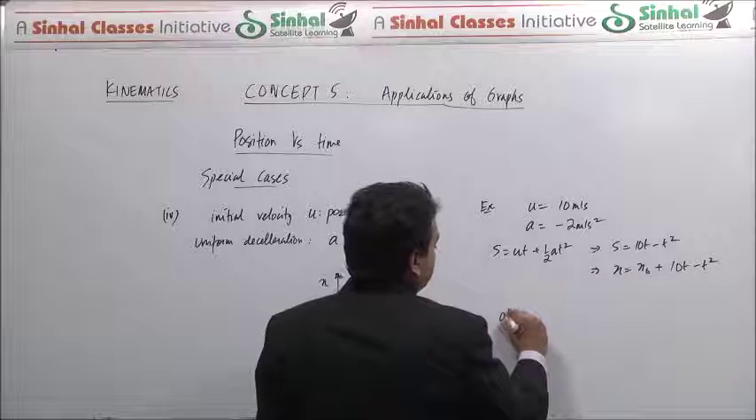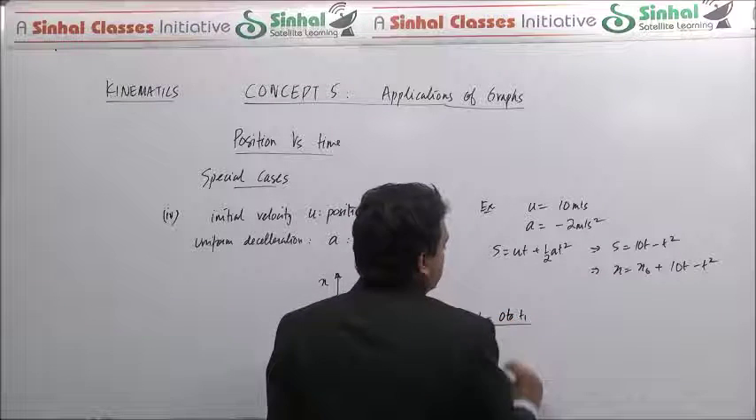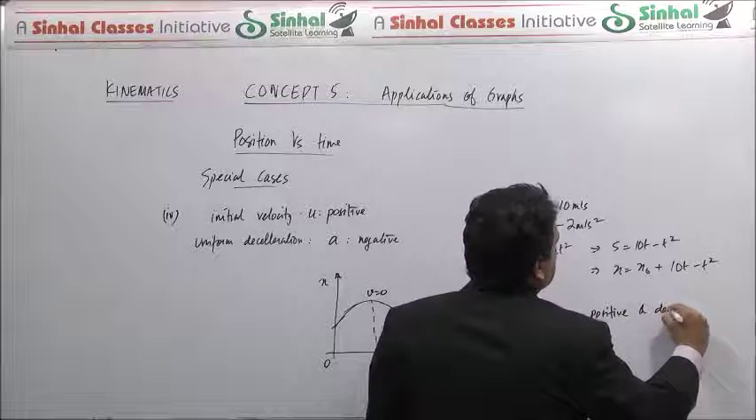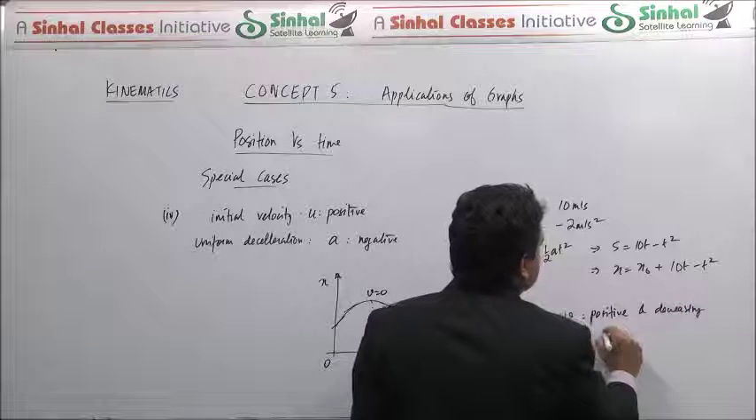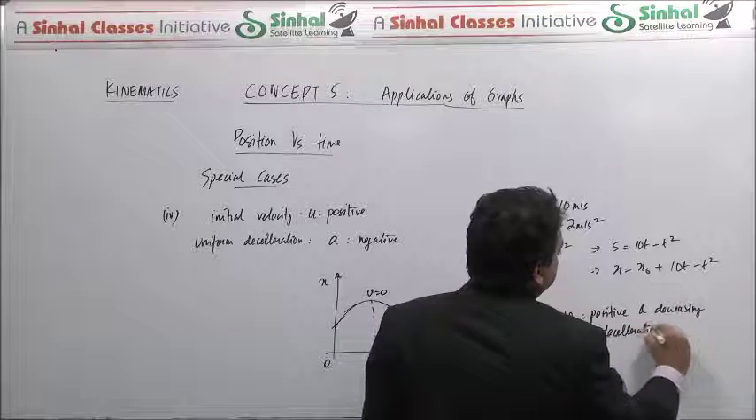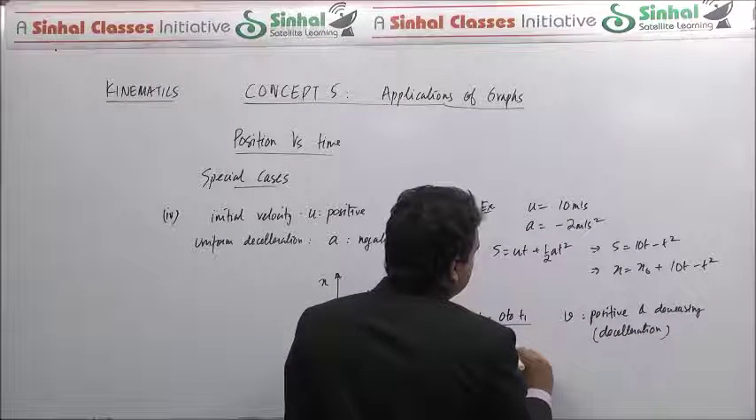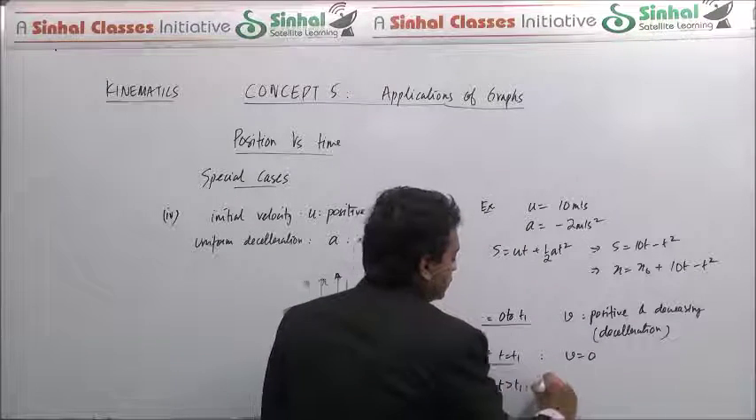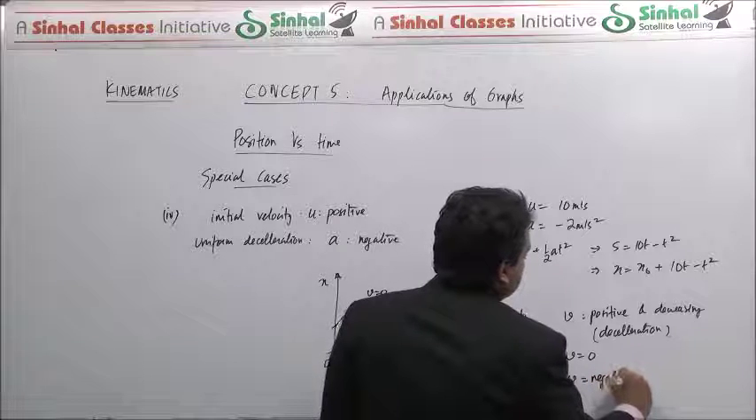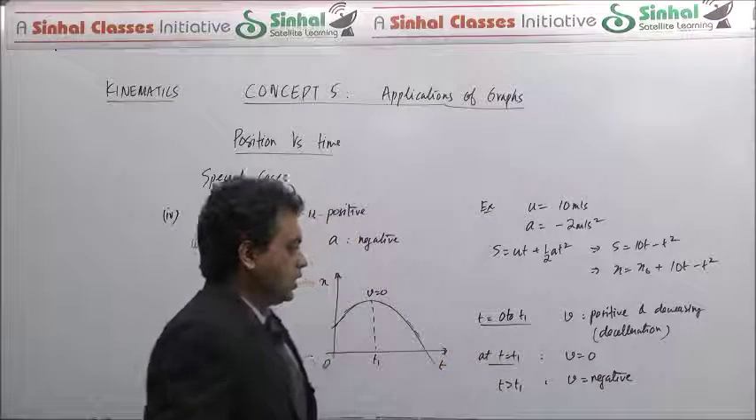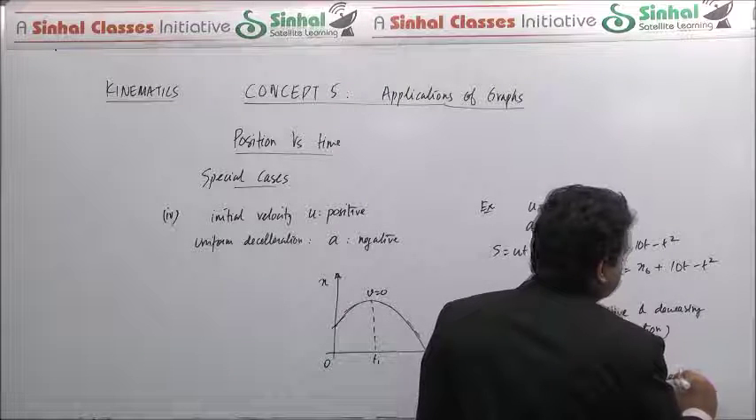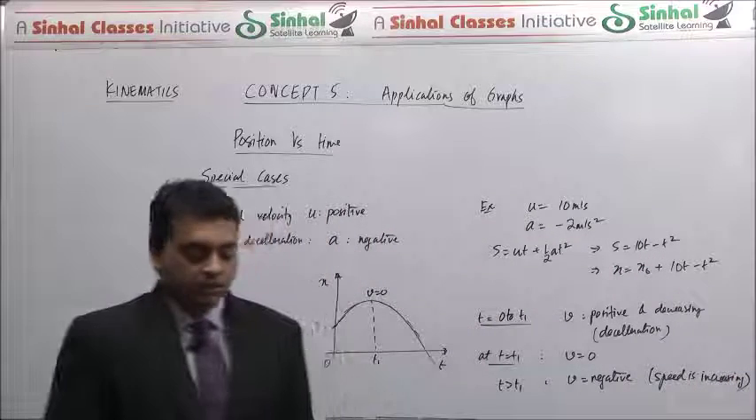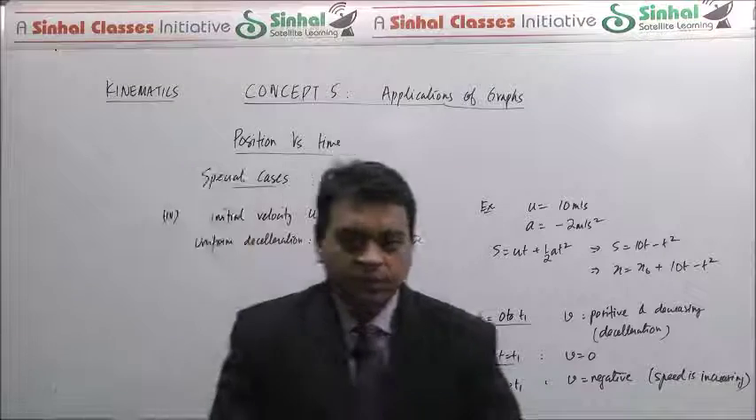So 0 to t1, velocity is positive and decreasing in magnitude. So it's a deceleration. At t equal to t1, instantaneous velocity is 0. Okay? And for t greater than t1, velocity is negative. So it's coming back. Okay? And speed is increasing. Or you can say it's an accelerated motion. So these are some important special cases.